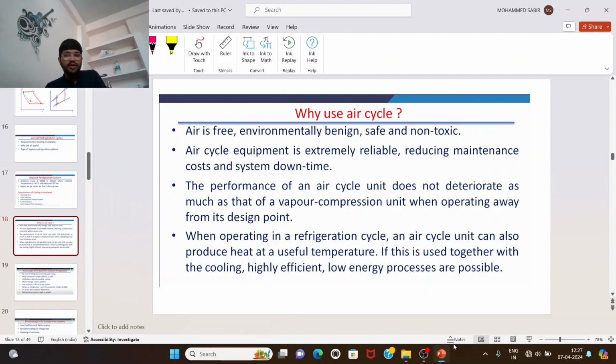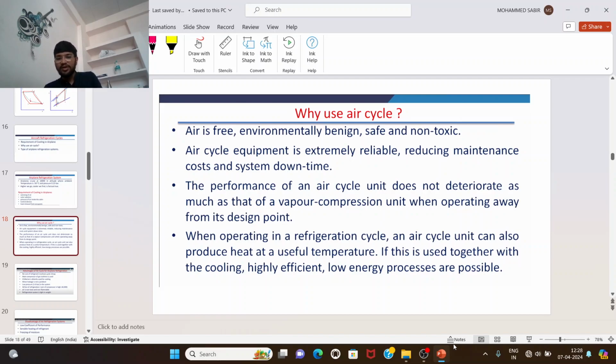The performance of an air cycle unit does not deteriorate as much as that of a liquid compression unit when operating away from the design point. You can say the off-design performance of the air refrigeration cycle is high. When operating in a refrigeration cycle, the air unit can also produce heat at a huge temperature. If this is used together with the cooling, highly efficient, low energy processes are possible. Basically, we are using air as a refrigerant.